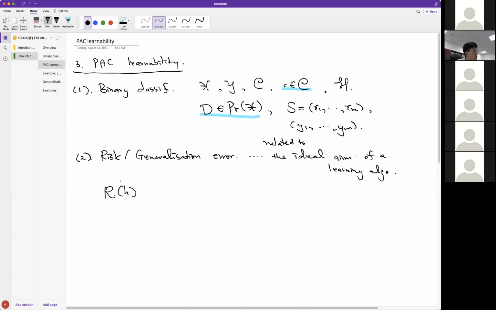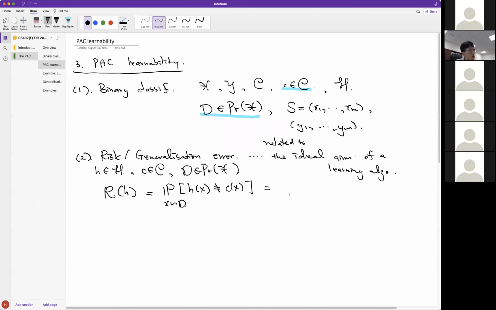The risk over H, where H is from our hypothesis set. And this definition assumes there exists the concept C and a distribution D on the input. So although I didn't write C and D, this definition of risk is implicitly parameterized by the concept and the distribution. It's defined by the probability of an error of a hypothesis. So it's the probability that H of X is different from C of X. So this is an error of a hypothesis with respect to the concept when X is drawn from D.